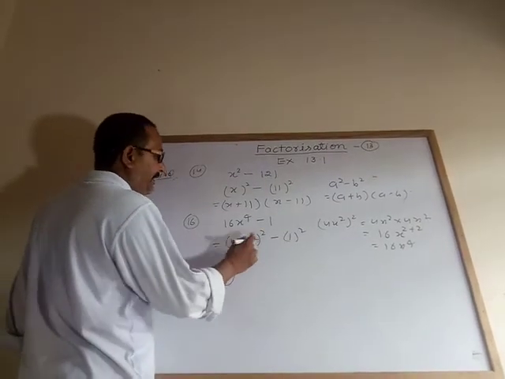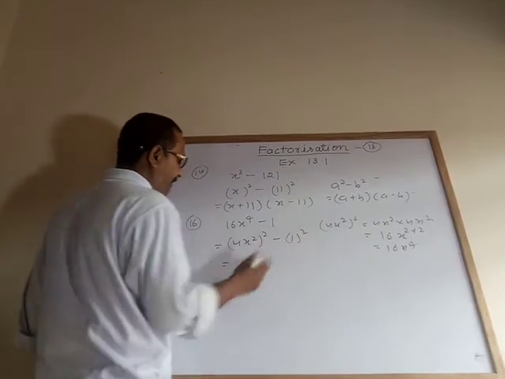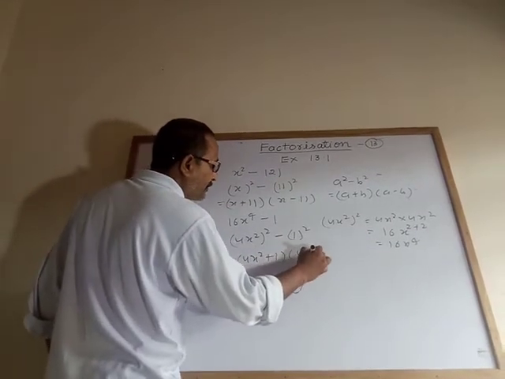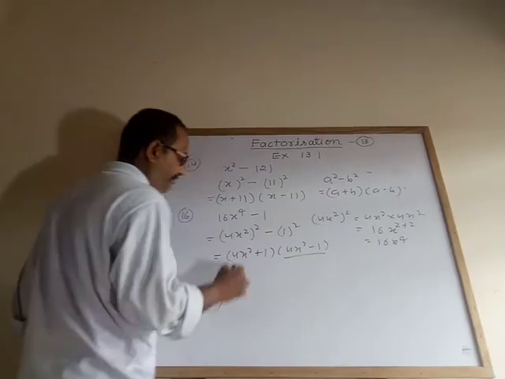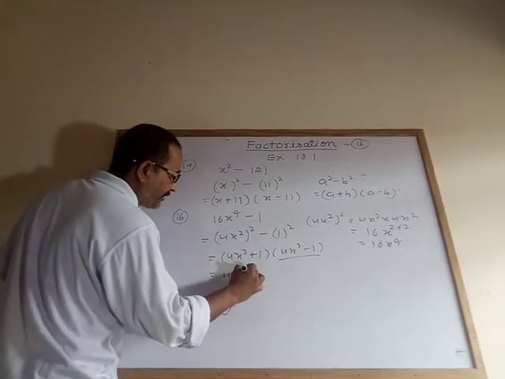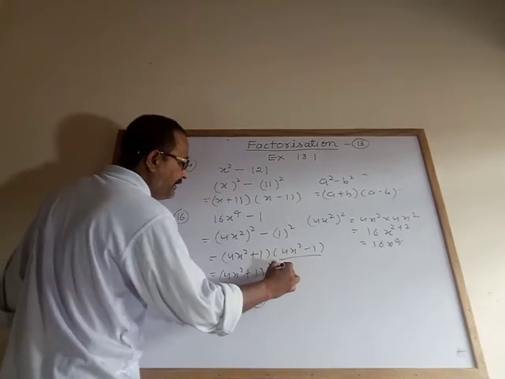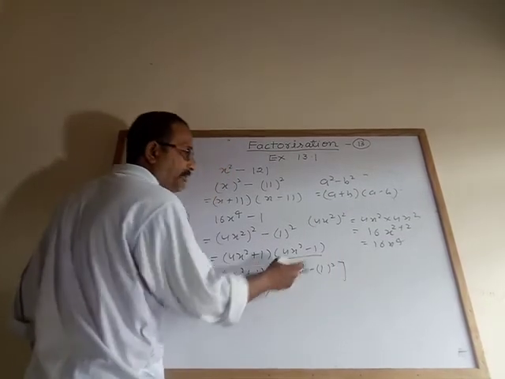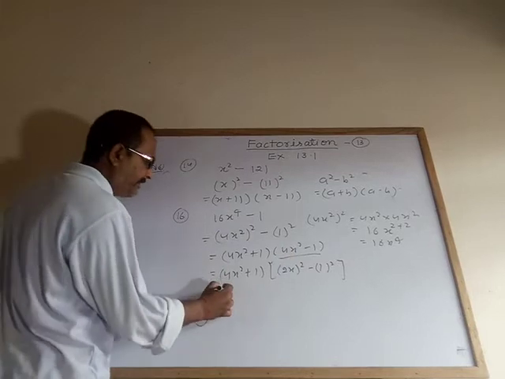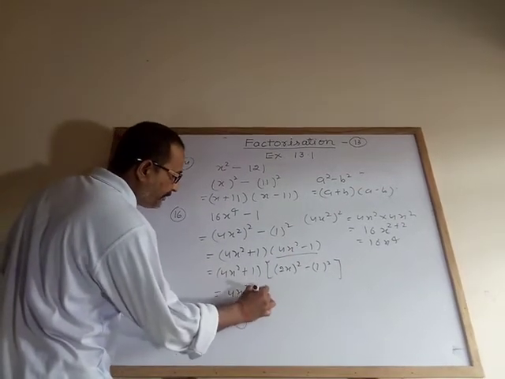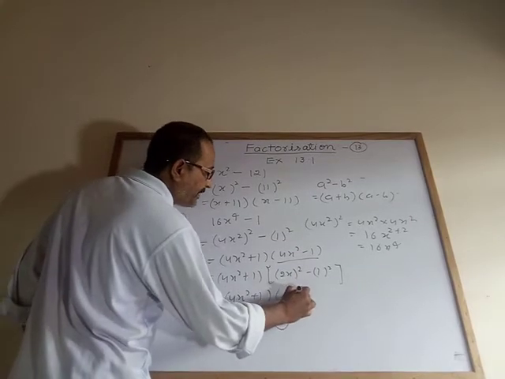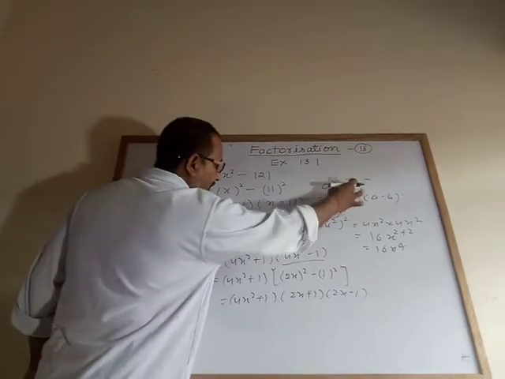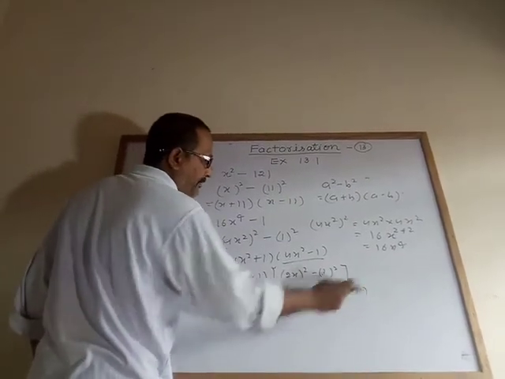Now that is a square minus b square, (a plus b)(a minus b): (4x square plus 1)(4x square minus 1). Now see this term: 4x square minus 1 is (2x) square minus 1 square, again in the form of a square minus b square. That is (2x plus 1)(2x minus 1), in the form a square minus b square, (a plus b)(a minus b).